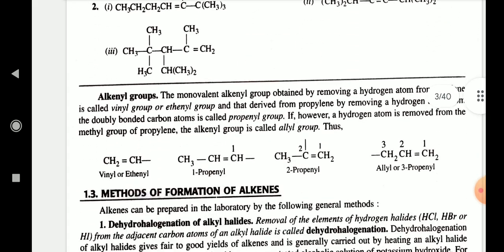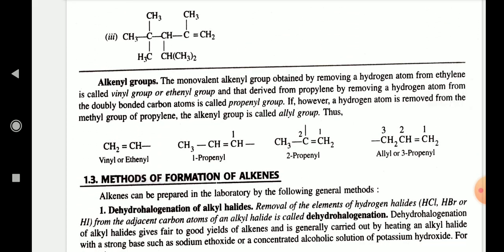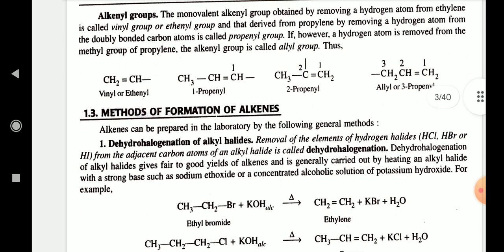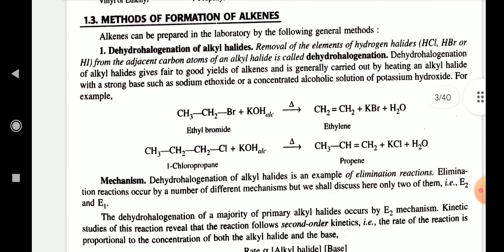Now next is alkenyl group. The monovalent alkenyl group obtained by removing a hydrogen atom from ethylene is called vinyl group or ethenyl group, and that derived from propylene by removing a hydrogen atom from the doubly bonded carbon atom is called propenyl group. If, however, a hydrogen atom is removed from the methyl group of propylene, the alkenyl group is called allyl group. Now next topic is methods of formation of alkenes.